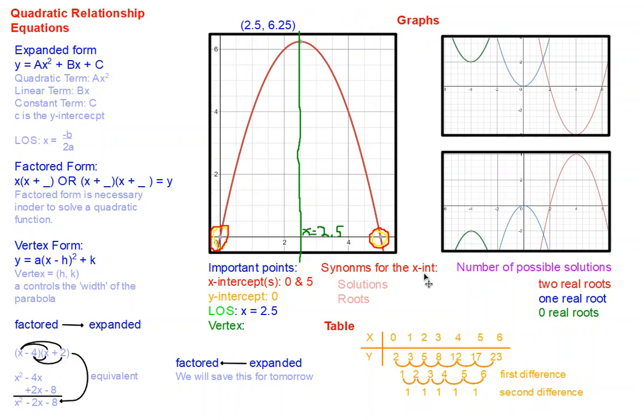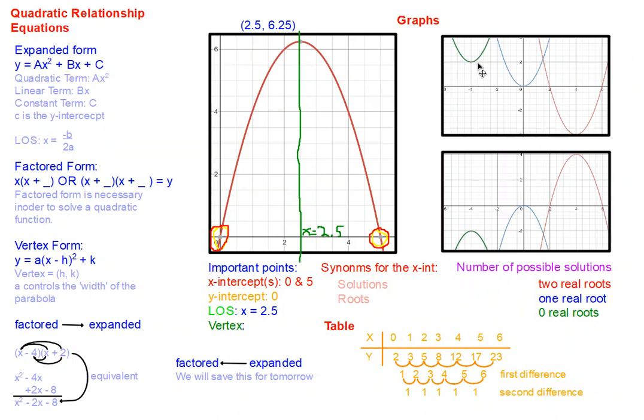All right, so synonyms for the x-intercepts, and really in quadratic relationships, what we're really after are the x-intercepts. Synonyms for the x-intercepts are solutions or roots. So if I say, what are the roots of an equation? I'm looking for the x-intercepts. If I say, what is the solution to the quadratic expression? I'm looking for the x-intercepts. So how many different solutions can there be?